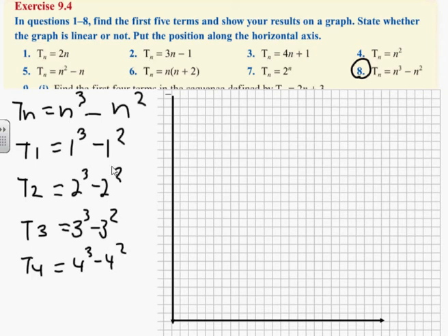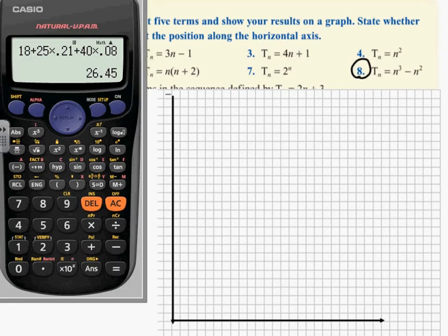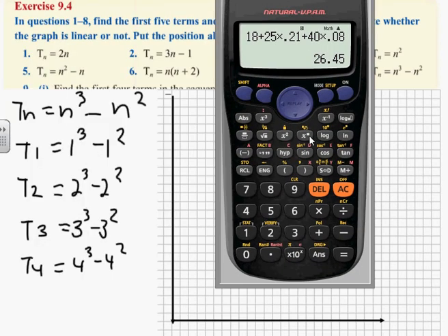Now, there's a wee bit of calculating in that, isn't there? There's a function on our calculator that does this for us. Does anybody remember how to use it? You go shift and then press mode, mode table. Now, instead of Tn, I have f of x, and instead of n, I'm going to use x. So what we have here is x cubed minus x squared.